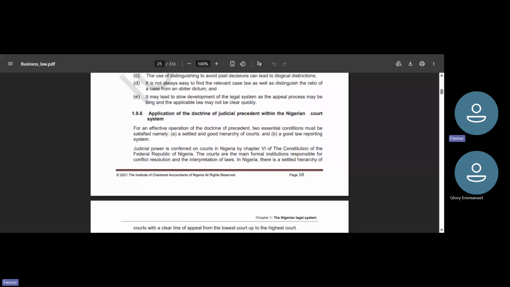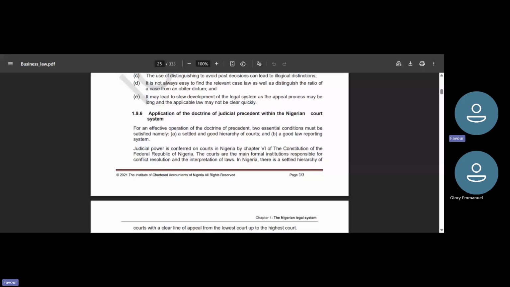So if there is no good hierarchy of courts, it will be unclear as to which court is higher, which court is lower. Okay, which precedent is binding on me, which is not binding on me. And then the cases must be reported accurately. So there must be a good law reporting system. So it will be easy for every court to see, oh, there has been a case in so and so higher court that applies to this case at hand, right?